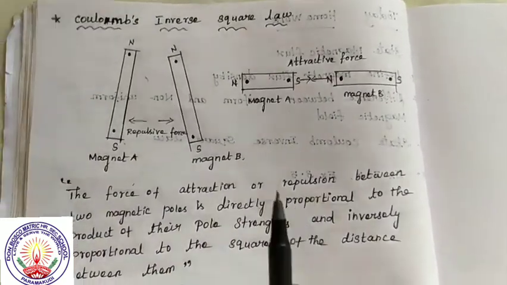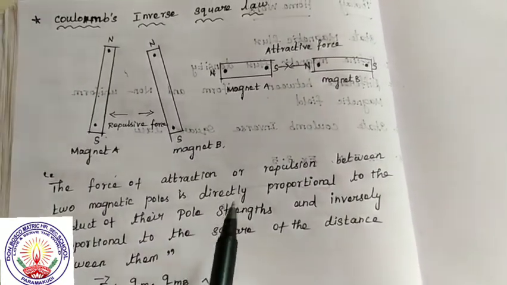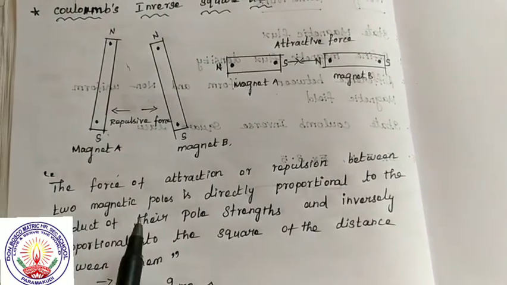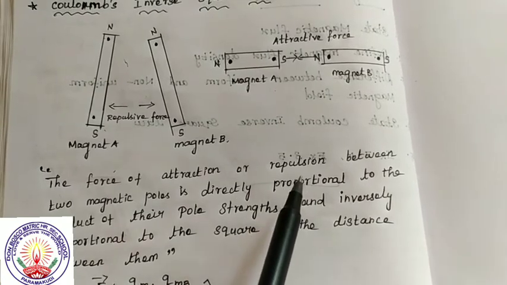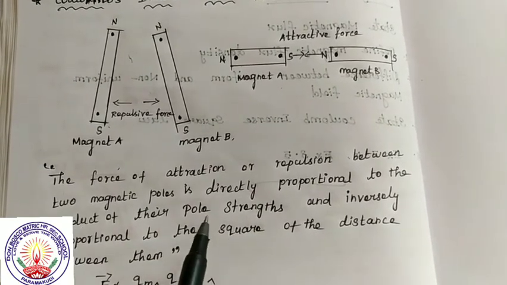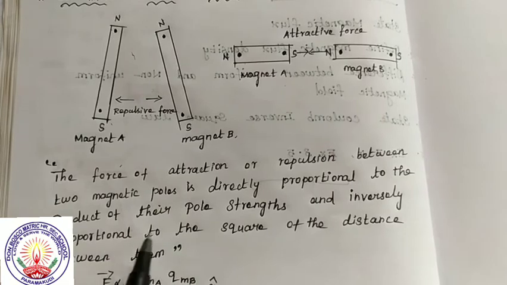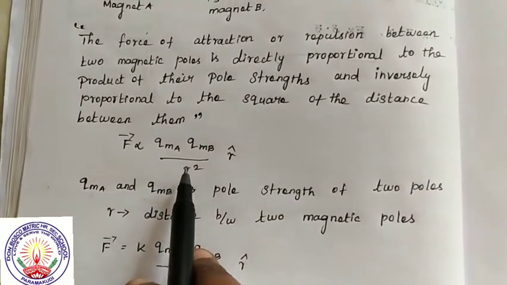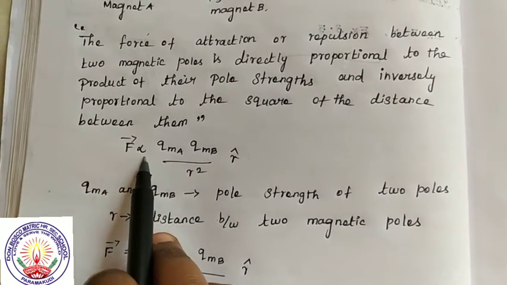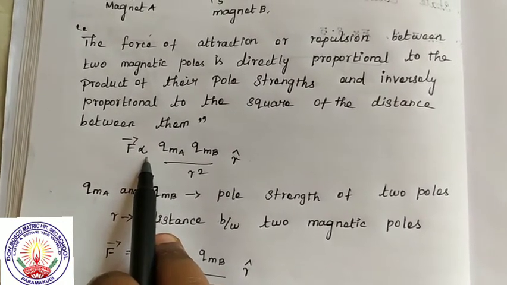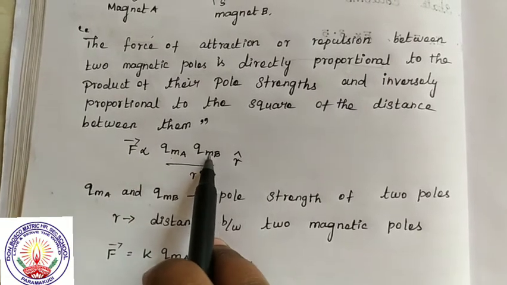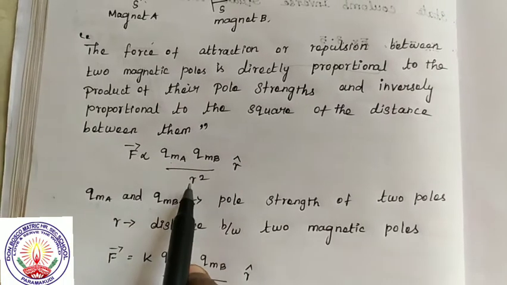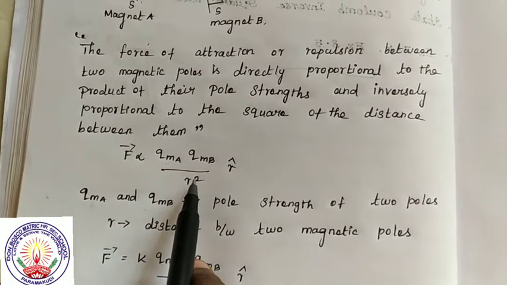So what is the definition? The definition of Coulomb's inverse square law: the force of attraction or repulsion between two magnetic poles is directly proportional to the product of their pole strengths and inversely proportional to the square of the distance between them. So this is the equation.